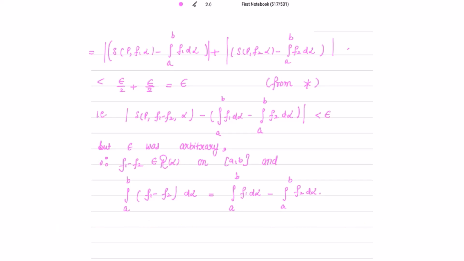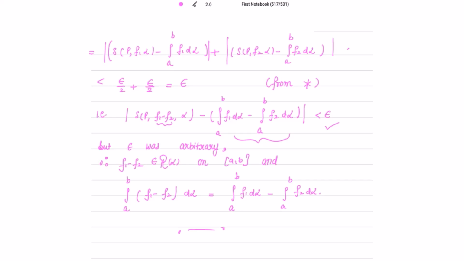So that is what we have got, that S(P, f1 minus f2, α) minus this whole difference is strictly less than epsilon. But epsilon was arbitrary. So from the third result, we have reached here. Therefore f1 minus f2 is Riemann integrable on the closed interval [a, b], and the integral from a to b of f1 minus f2 is equal to this. Hence proved. So I have to reach the result up to here, then by using the third result, I will get this, which we have to prove.